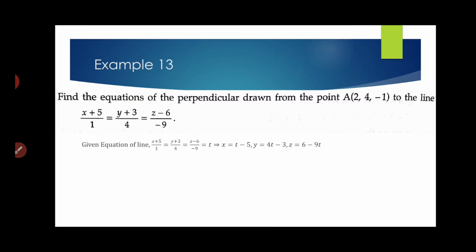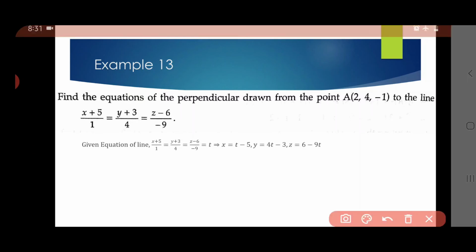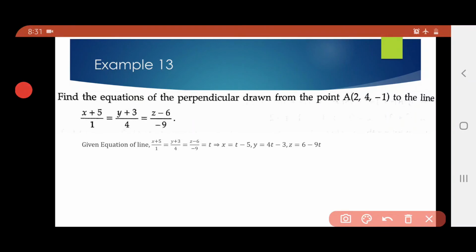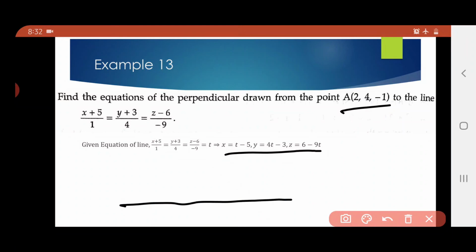So let us first find the direction ratio of the perpendicular. Now, if this is the coordinate of the straight line, and this is the point given, then the direction cosines will be given by this minus this individually. So this is the situation: this is the line given, here is the point A given, and I need to find the equation of this perpendicular line.